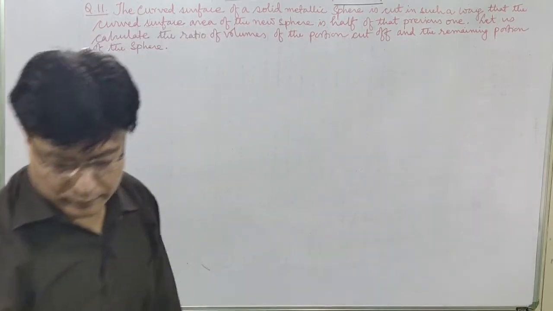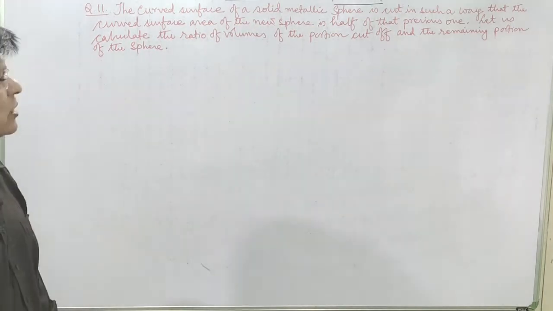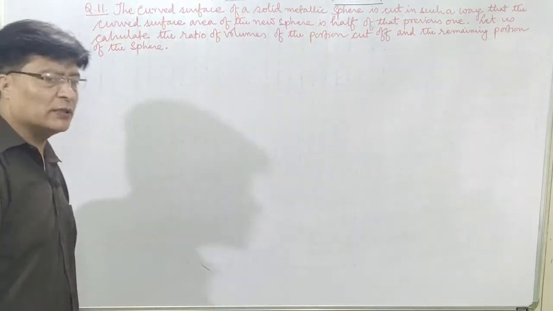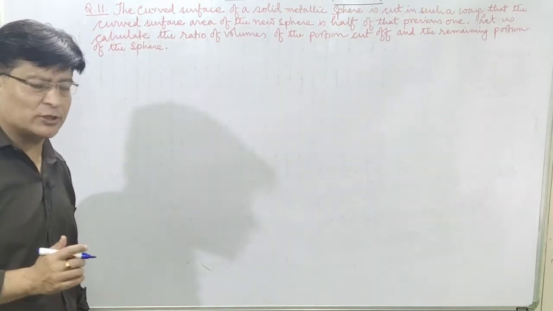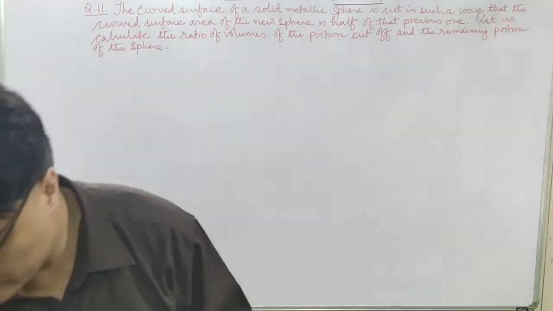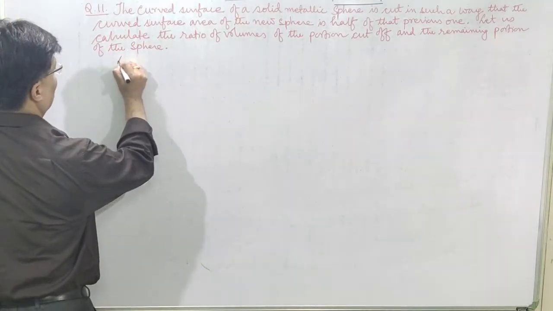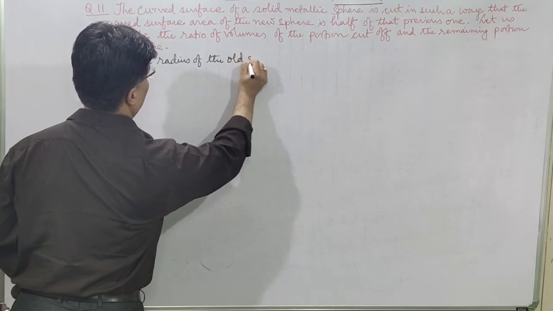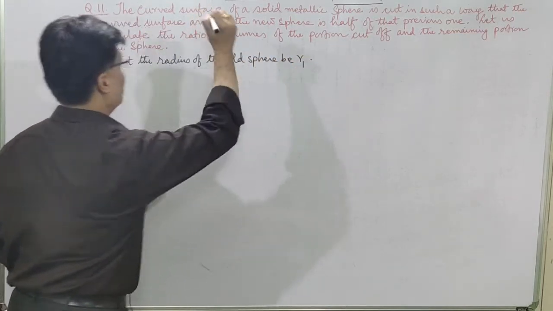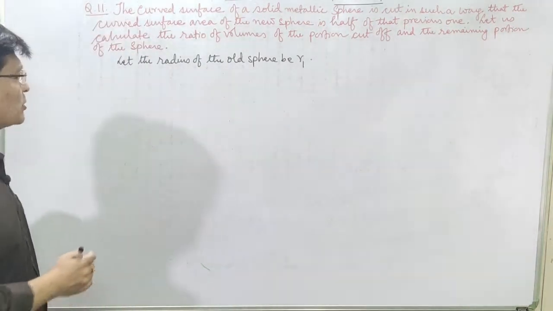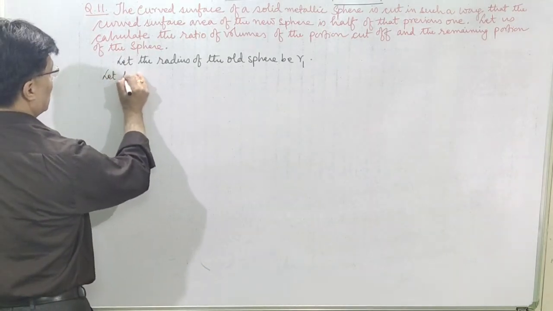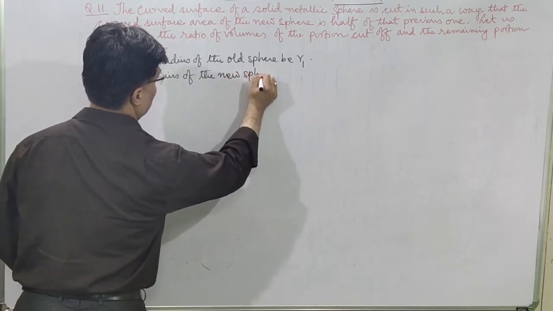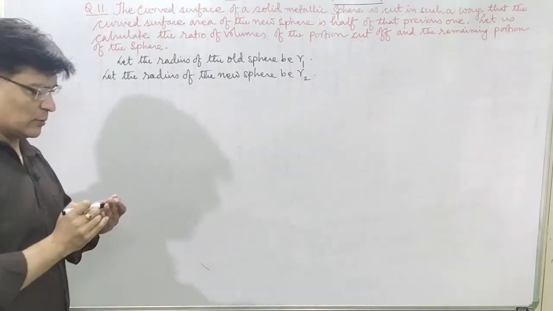Now in this case, the curved surface area of the solid sphere is cut in such a way that the curved surface area of the new sphere is half of that of the old sphere. So let us assume the radius of the old sphere as well as the radius of the new sphere. Okay. So now this is the solution. Let the radius of the old sphere be R1. Okay. So old sphere को radius चाहिँ R1 भनेर हामीले सपोज गर्यौं. अब न्यू स्फियर को पनि सपोज गरौं. Let the radius of the new sphere be R2.